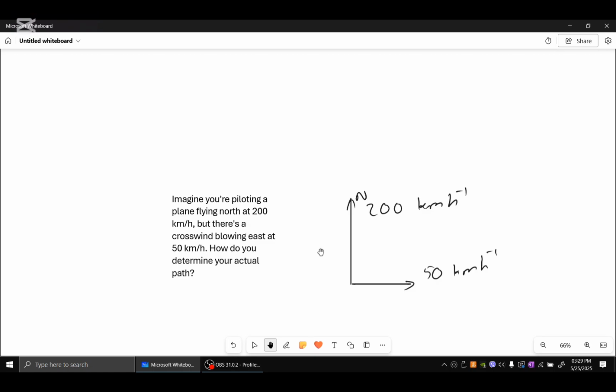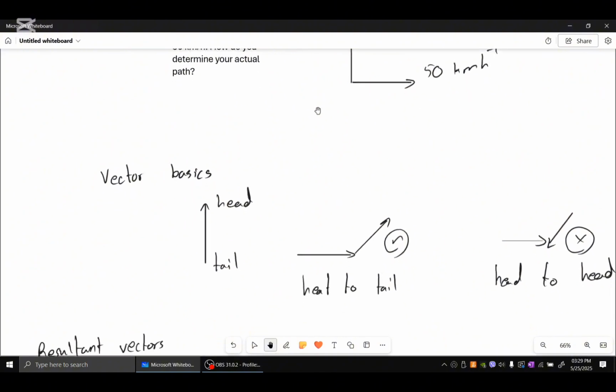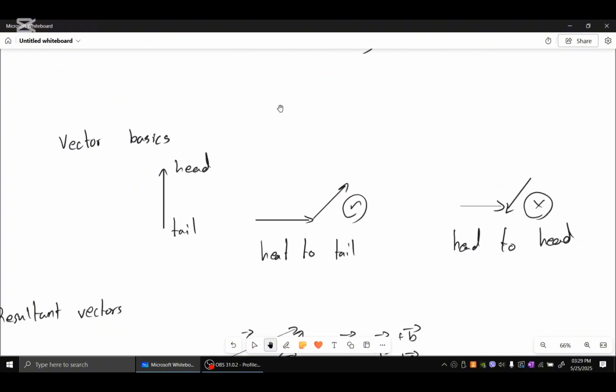These are important things to keep in mind in the real world when you're flying an actual plane. There are a lot of factors that can affect your speed and direction, and to do these questions, you need to have vector knowledge. So let's get into the basics. A vector has two parts, the head and the tail, and you always align them head to tail, not head to head or tail to tail. It's always going to be head to tail.